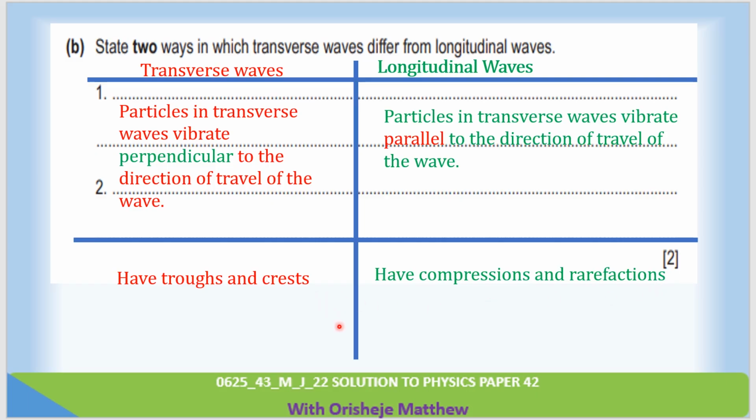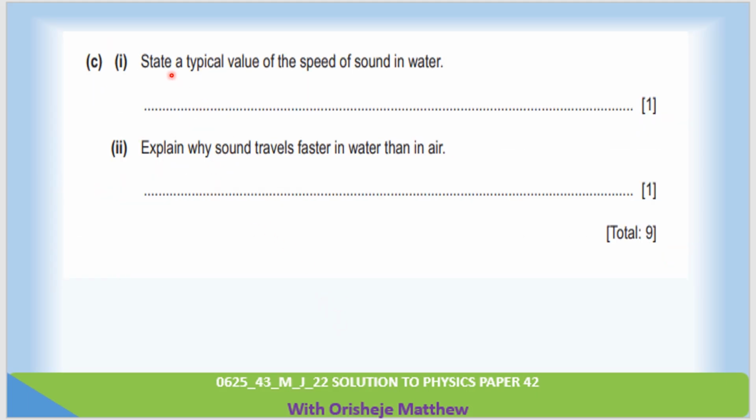Okay, your 2 points. State a typical value for the speed of sound in water, or a range from 1000 to a value less than or equal to what? 2000 meters per second. So anything you want to put, 1200, 1500, 1700, 1000, whatever. So within this range you are correct.